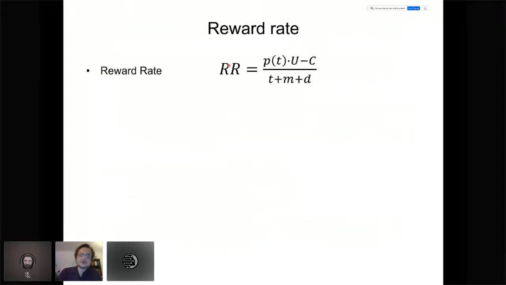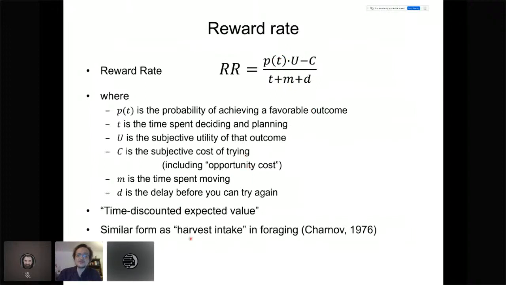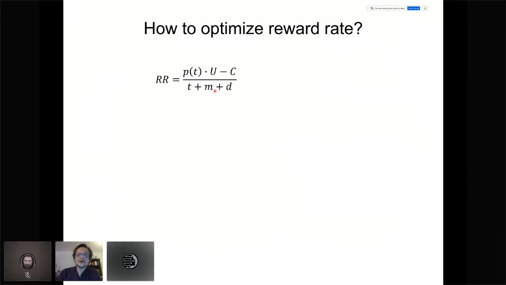Now, there's a couple of different ways we can think about reward rate. Here's a simple way, where the reward rate is determined by the probability of achieving a favorable outcome, given the information you have, after a time T spent deciding, gathering information, planning, et cetera. And that's multiplied by the subjective utility of that outcome, if you are successful. And then you subtract from that the cost of trying, which includes whatever muscular costs, but as well as the opportunity cost of the things that you're not doing with your time. And that's divided by the time taken to decide, the time taken to move, and the delay before you can try again. And if you maximize this, you maximize reward rate. You could call this time discounted expected value. And it's actually the same form as harvest intake in foraging theory, for those of you who are familiar with that.